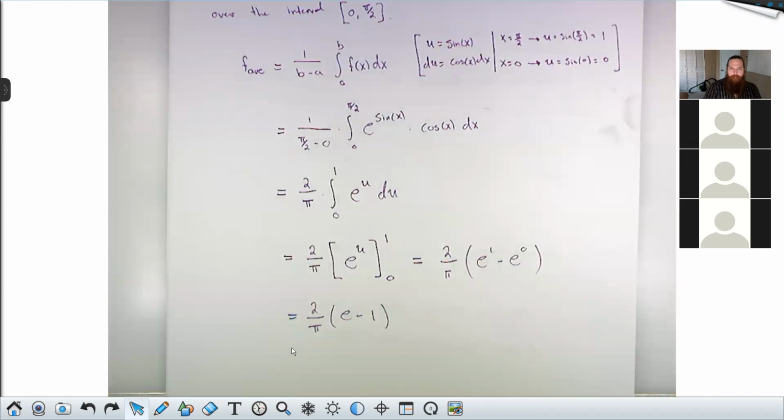Questions on this problem? Questions on average value in general? There's really not much to it. Finding the average value is exactly as hard as finding the integral. And you just have to divide by the length of the interval.